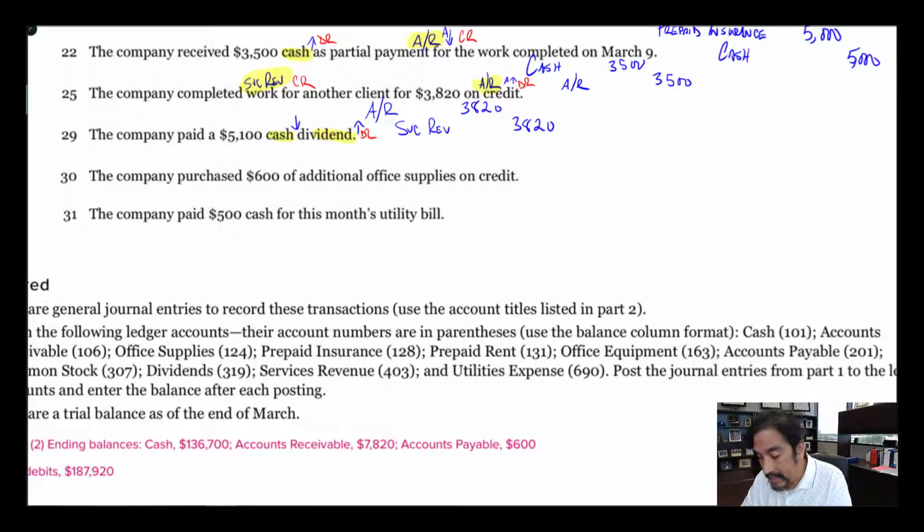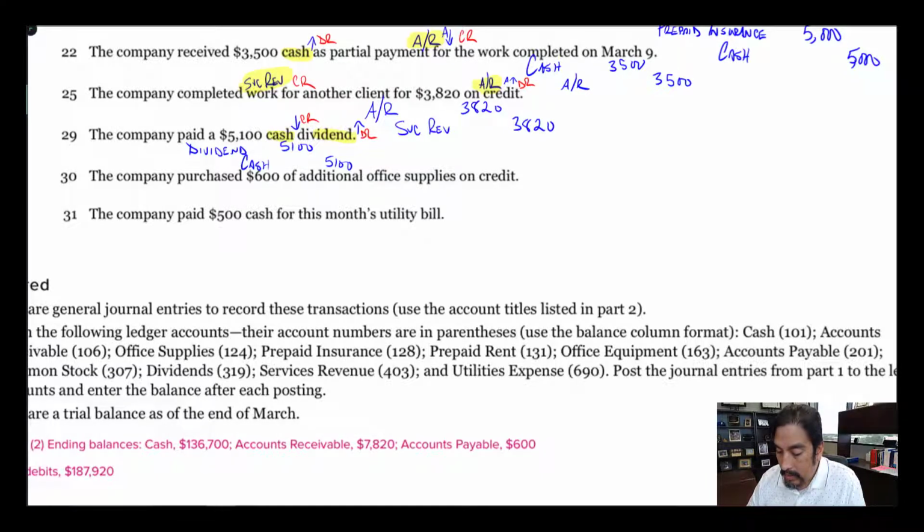And we're decreasing cash, we do that with a credit. So our journal entry is a debit to dividend for $5,100 and a credit to cash for $5,100.